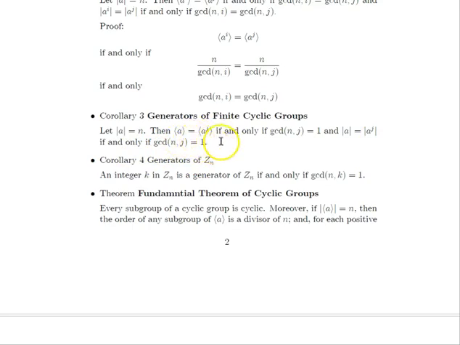This follows from the previous corollary by selecting i to be 1, and the GCD of n and i becomes the GCD of n and 1, which is 1, and a to the i, a to the 1, is just a.